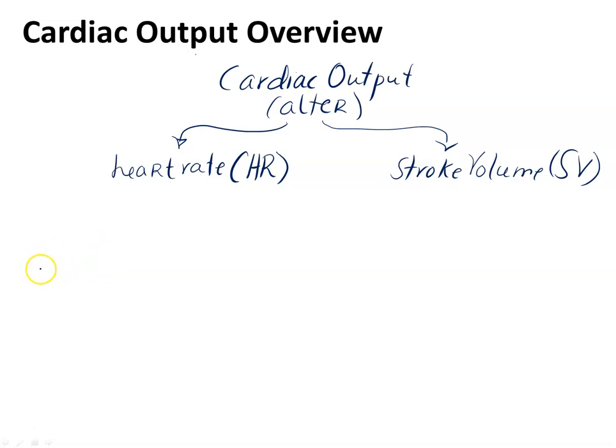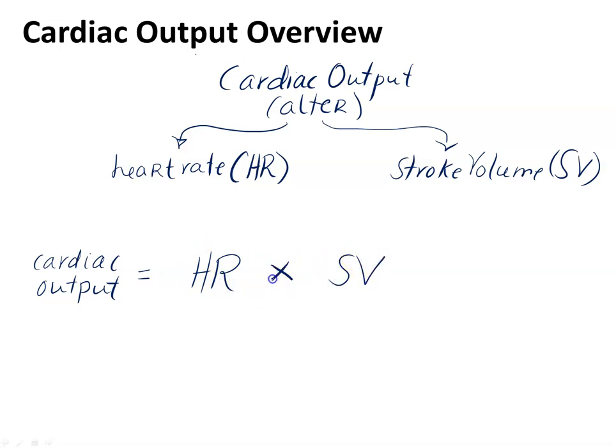Okay? And since cardiac output is determined by heart rate and stroke volume, multiplying these two factors together allows you to calculate how much blood is being delivered to the body at any given time.